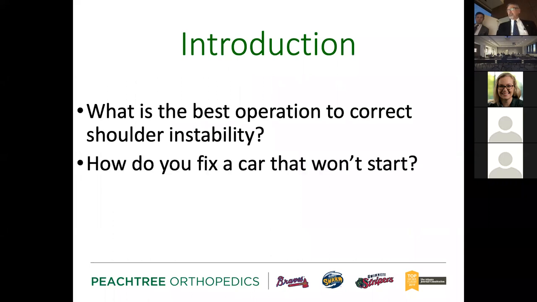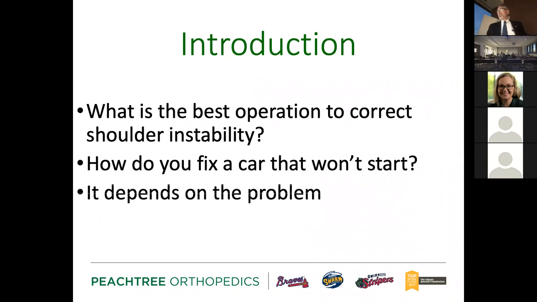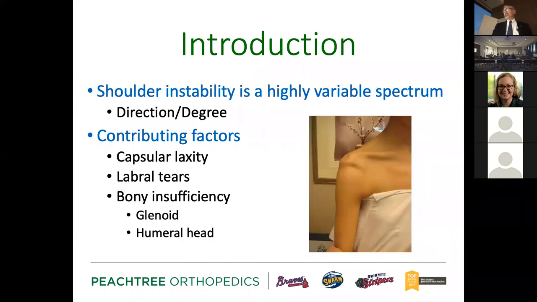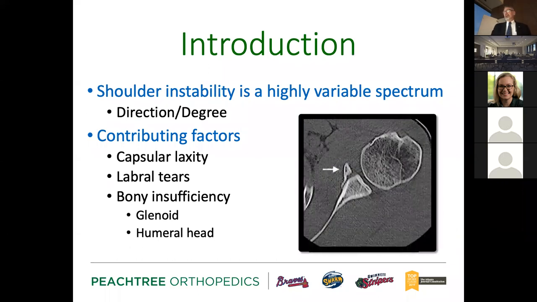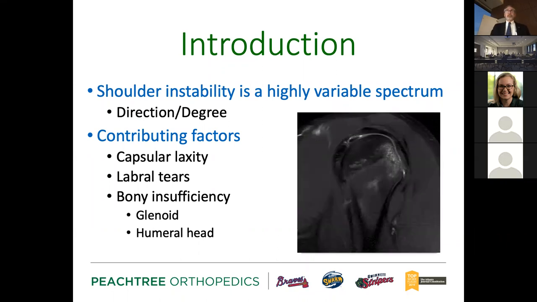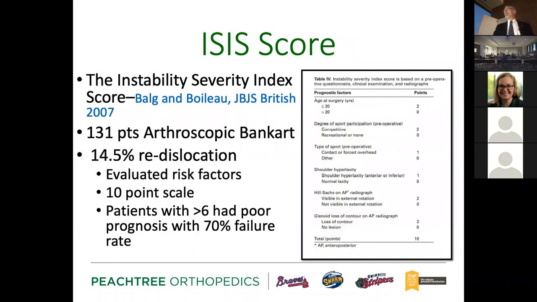I'll briefly summarize that your treatment of instability depends on what's causing the instability. Shoulder instability is highly variable in its spectrum, both in degree and direction. There are contributing factors, including capsular laxity, labral tears of multiple varieties, and bony insufficiency, which includes both the glenoid and the humeral head. Importantly, it's very rare to find these lesions in an isolated fashion. So very often you're dealing with a patient who's got a little of this and a little of that.